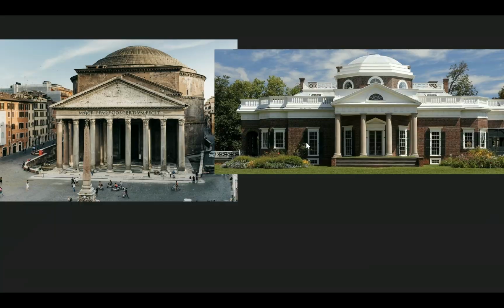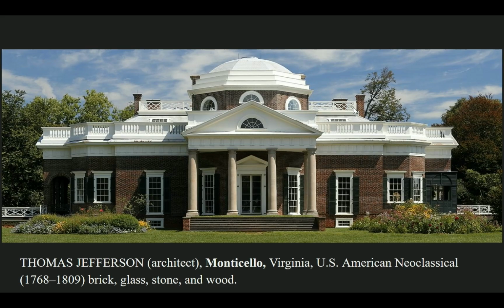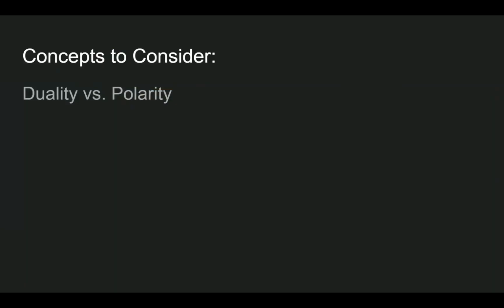Okay. And how we have this imagery of the columns in the porch, this pediment, this triangular area, and the dome behind it. And so he's looking to these ancient artworks. This is our example of our American Neoclassical.